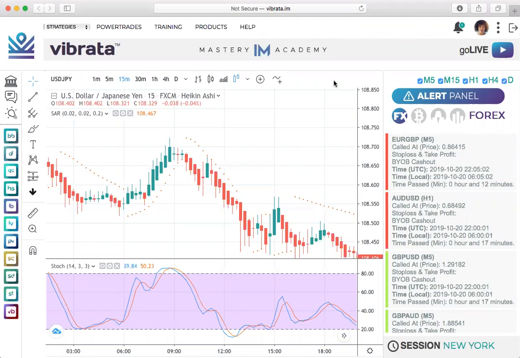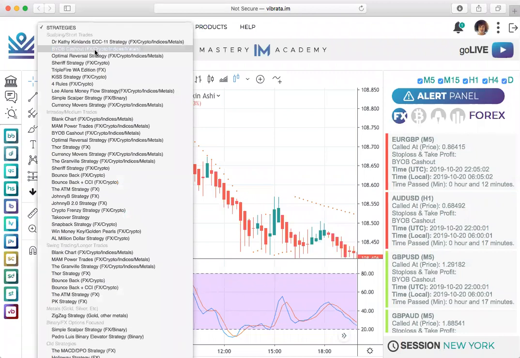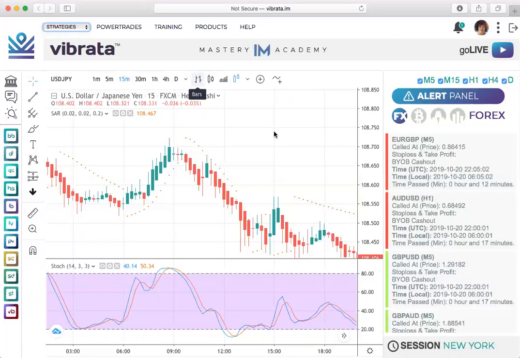And today I want to share with you the BYOB Cashout with time frame confluence. So when you're trading the BYOB Cashout, what you're looking for are three indicators that are used. The BYOB Cashout is actually housed in the vibrata. When you look in the vibrata, you'll find BYOB Cashout, and then you select a strategy. The settings are already correct. There is no need to change any settings.